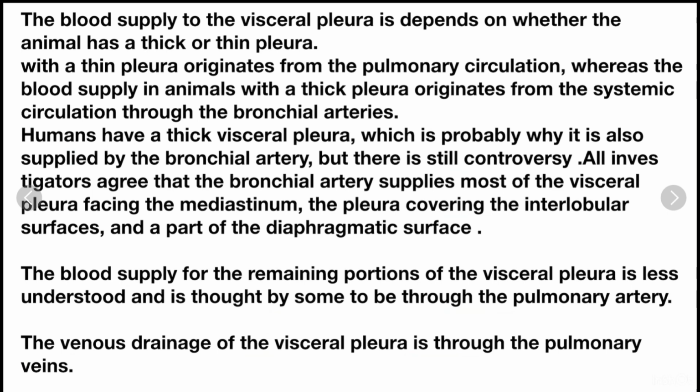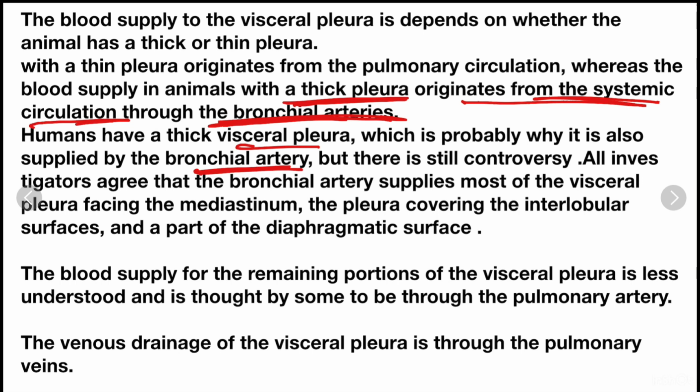In humans it used to be thick. So they are telling that with a thin pleura, the blood supply used to originate from the pulmonary circulation, whereas the blood supply in animals with thick pleura, like humans, originates from the systemic circulation through the bronchial artery. So in humans, the visceral pleura is supplied by bronchial arteries. Humans have thick visceral pleura, which is probably why it is supplied by the bronchial artery.